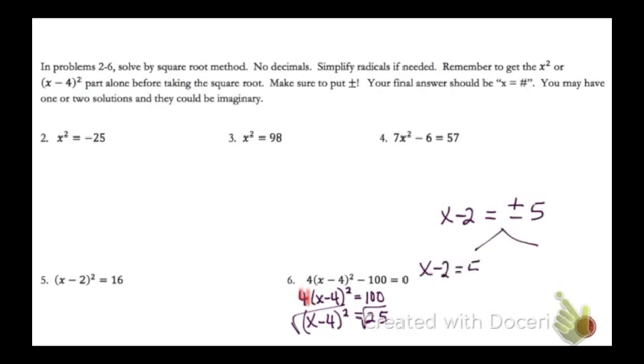x minus 2 equals 5. I'm sorry, not minus 2. I was looking at the previous problem here. It should be x minus 4. So whatever's inside of here stays the same. And then we have x minus 4 equals negative 5. If I add over 4 on both sides, I get x equals 9 and negative 1.